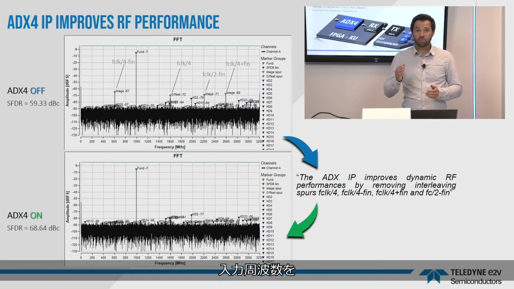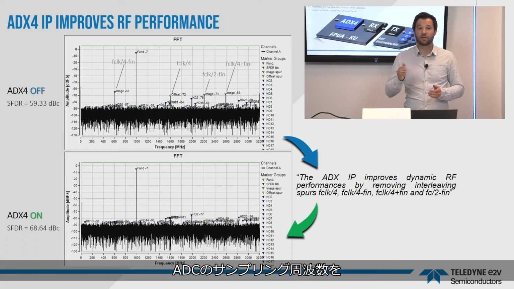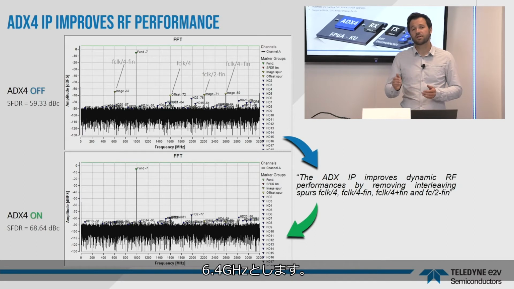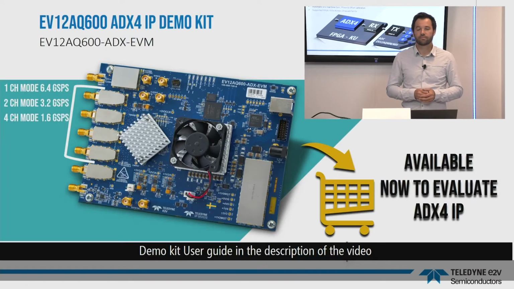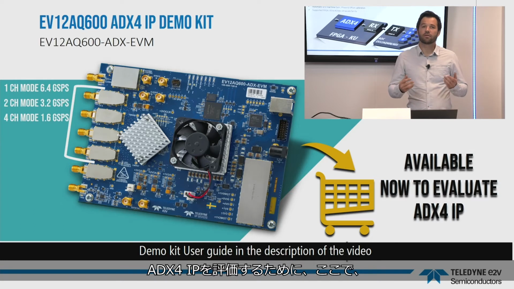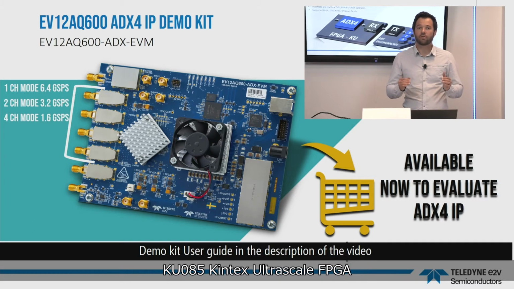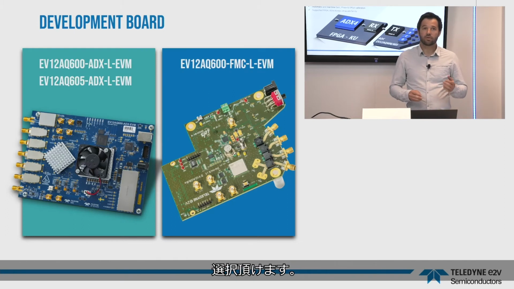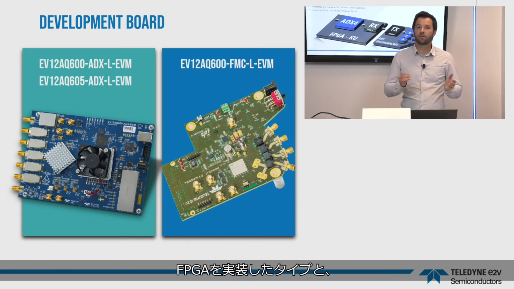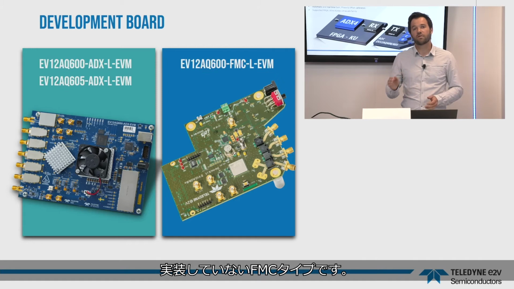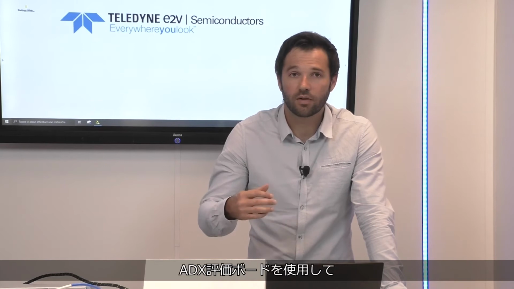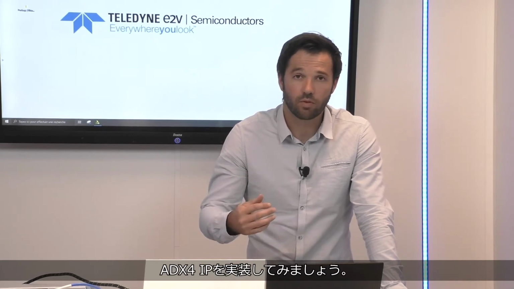Here, with an input frequency near 1 GHz and an ADC sampling frequency of 6.4 GHz. To evaluate ADX4 IP, you can order now the ADX evaluation boards embedding a KU085 Kintex UltraScale FPGA. And to start the development, two solutions. You can order either an ADX or FMC development board. Now, let's see how to start with a design example on ADX board.